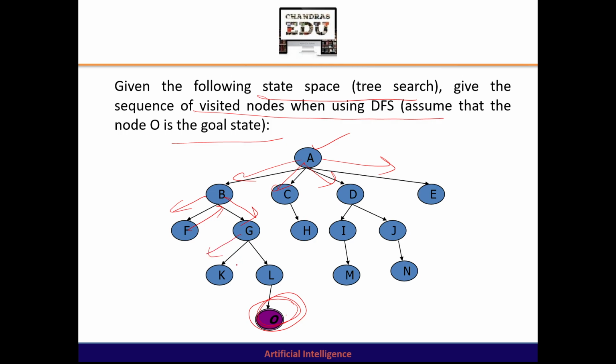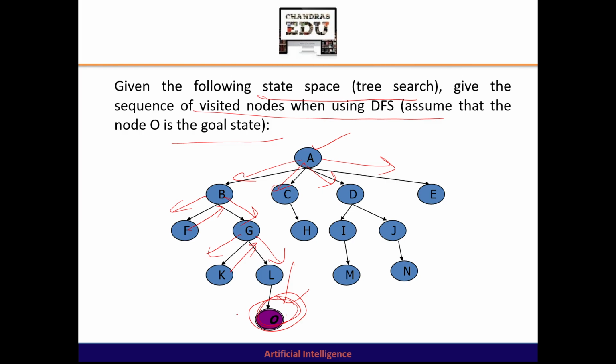K is also not the solution, so it will come back to G once again. And from G, whatever the other path left over is nothing but L. And from L, it will move to the last one, that is nothing but O, which is the goal state. So that is how we will be exploring the path.